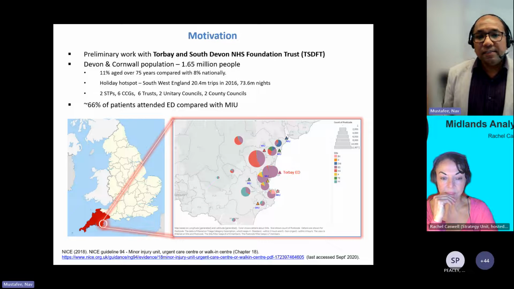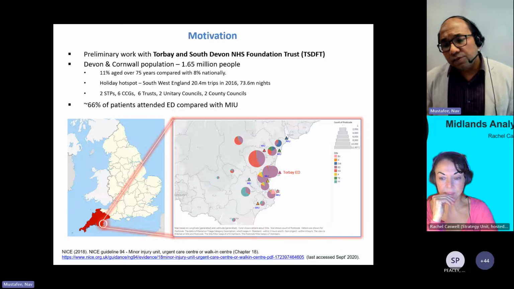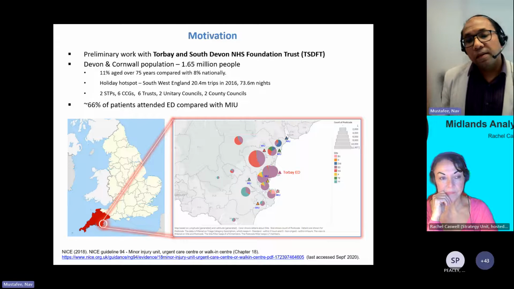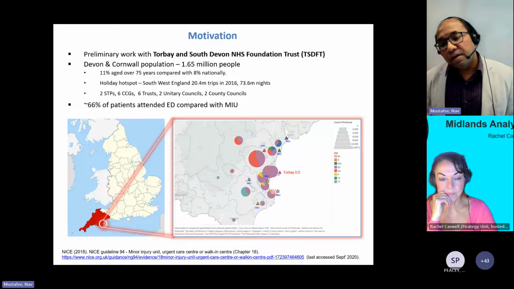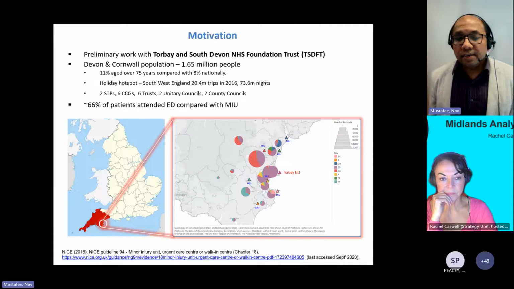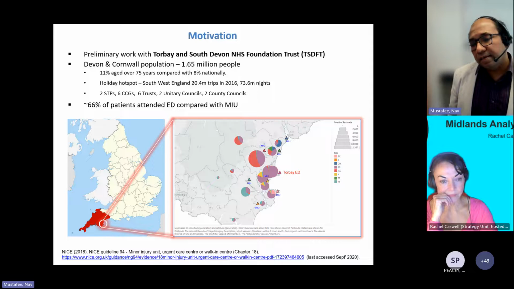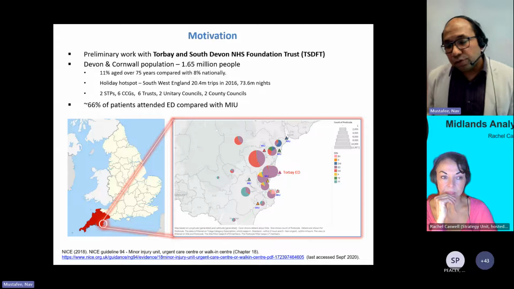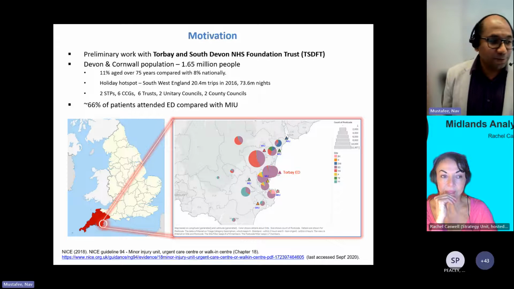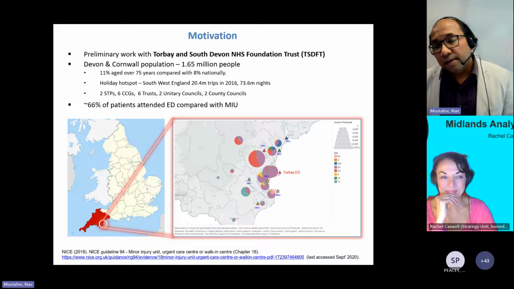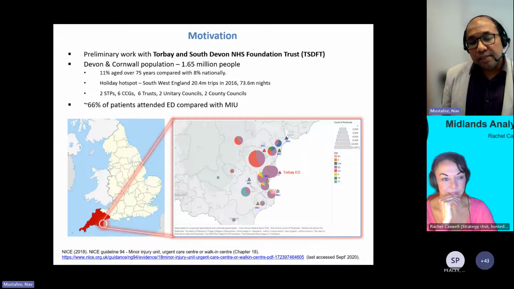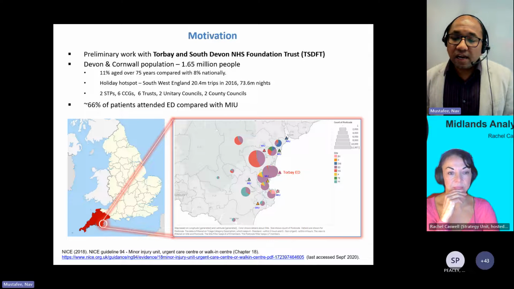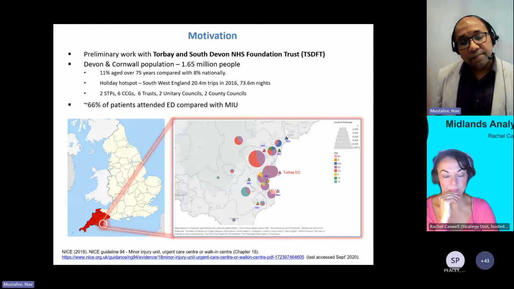When this work started, I was looking into modeling the A&E department of Torbay Hospital, and also looking at the other urgent care centers. It became evident that the attainment of the 4-hour targets would be too much, while the MIUs, minor injury units, were doing consistently better. So we started looking at some of this data.